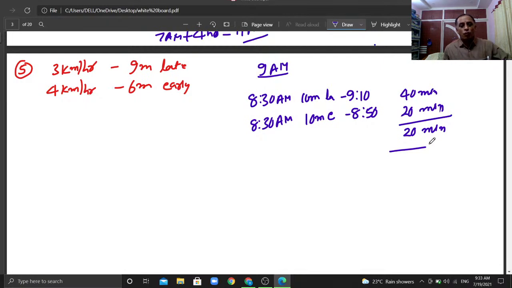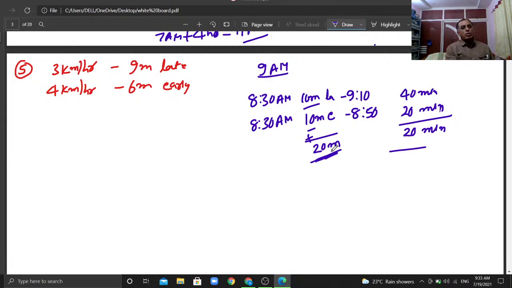So see, one day 10 minutes late, second day 10 minutes early. Difference means find the sum of these two numbers, that is 20 minutes. The difference between the two days' journey time is 20 minutes only. Clear? Now for example, first day you reached 20 minutes late, second day you reached 10 minutes early. What is the difference between the two days' journey time? Find the sum of these two numbers, that is your answer.